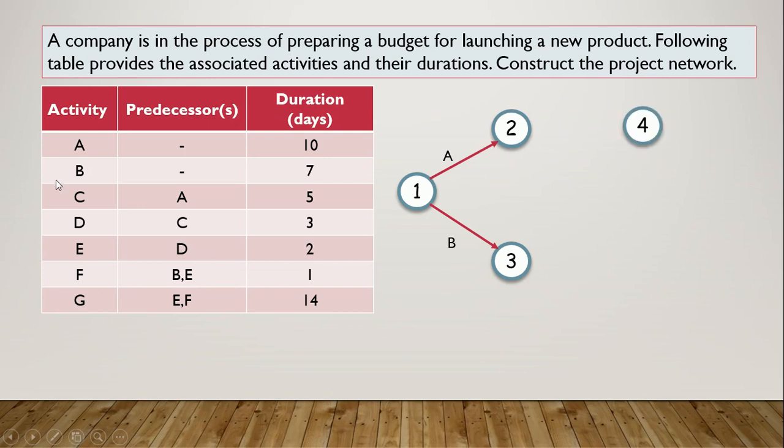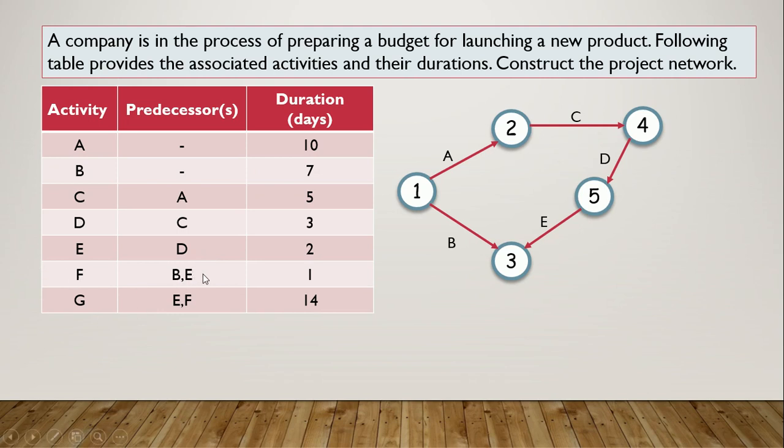Activity C can be started after completion of activity A. So from here I can start activity C. Activity D can be started after completion of C. Okay, activity D can be started here. Activity E can be started after completion of D. Okay, let's complete that activity E.